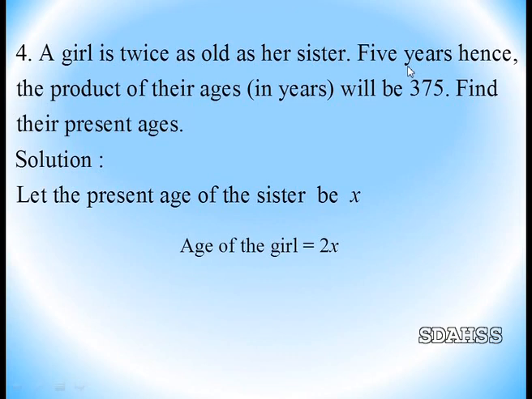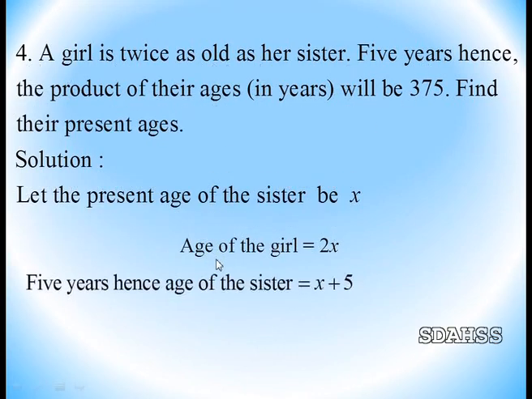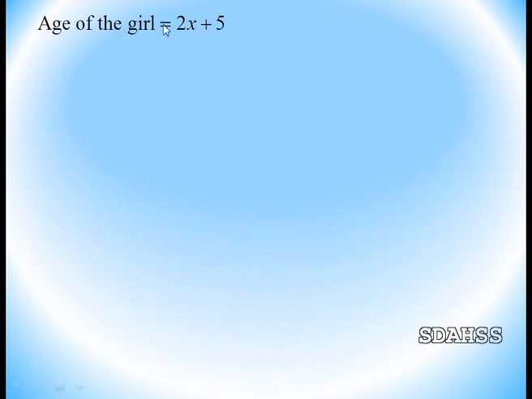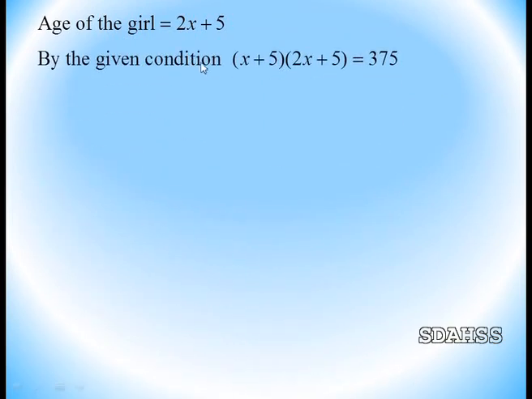After 5 years, the age of the sister be x plus 5. And after 5 years, the age of the girl be 2x plus 5. Therefore, by the condition, the product of the ages will be 375. So x plus 5 into 2x plus 5 is equal to 375. Multiply. So x into 2x, 2x square, plus x into 5, 5x, plus 5 into 2x, 10x, plus 5 into 5, 25 equal to 375.